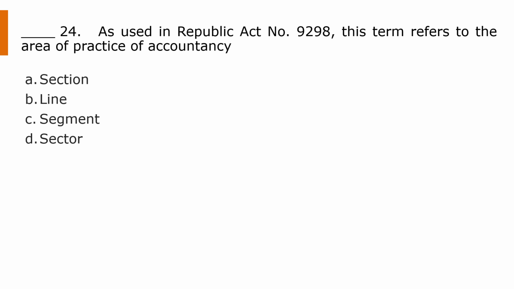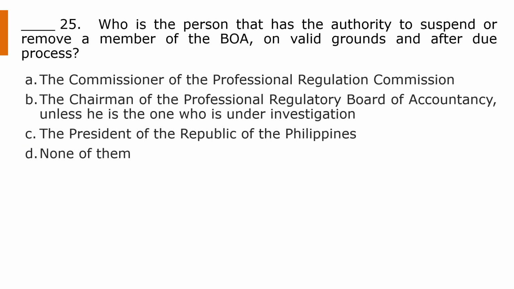Okay, so number 24. As used in RA 9298, this term refers to the area of practice of accountancy, referring, of course, to public practice, commerce and industry, government, and the academe. We refer to them as sectors, right? So Delta, sector. Number 25, who is the person that has the authority to suspend or remove a member of the Board of Accountancy on valid grounds and after due process?